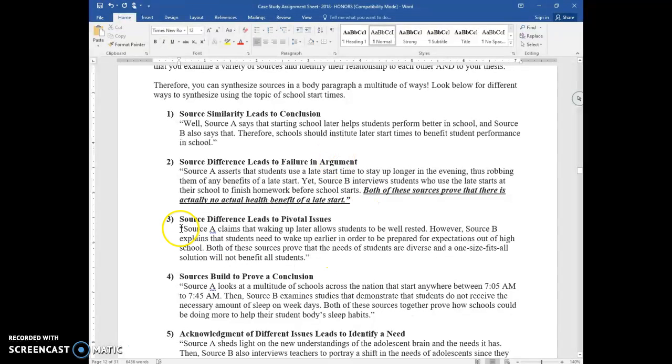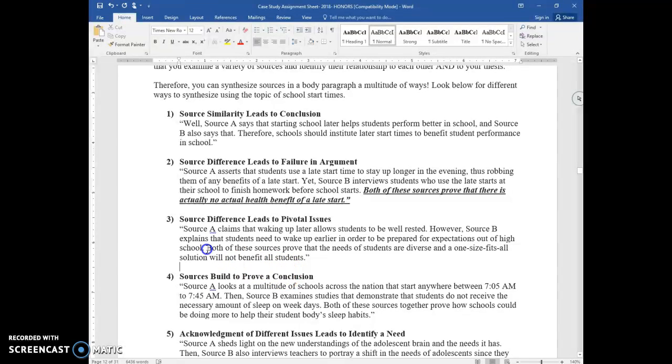So for example, source A claims that waking up later allows students to be well rested. All right, so that's what source A is saying. However, source B explains that students need to wake up earlier in order to prepare for expectations out of high school. So they got to wake up early because that's what they're going to be expected to do outside of high school. When you get a job, when you've got an 8 a.m. class in college, you can't be expected to say, no, I don't want to do that, and then not get up. So source A is saying, yeah, it's good for them to sleep in. Source B is saying the opposite. It's bad for them to sleep in because it doesn't prepare them for the world.